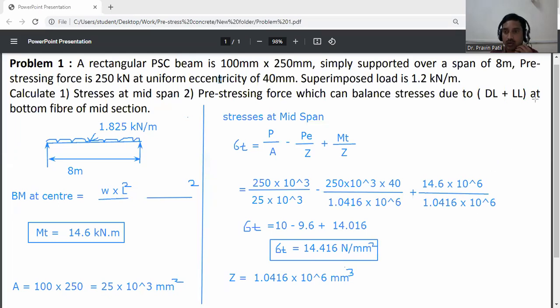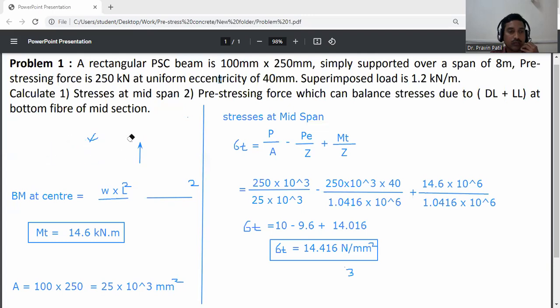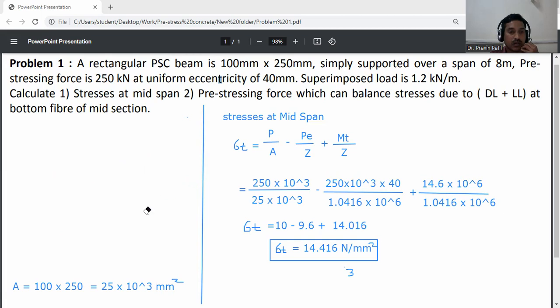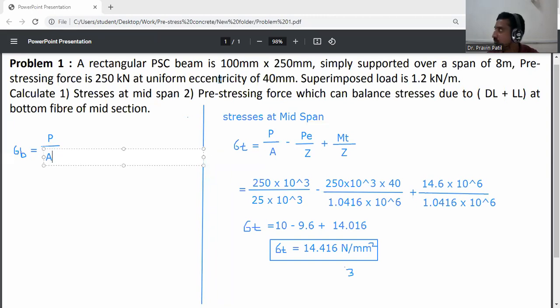Now calculate the stress at bottom. Write down the formula: sigma B is equal to the direct stress due to pre-stressing force, P by A. Due to pre-stressing force, it is hogging type bending, so at the bottom it is compression, that's why it will be plus P E by Z. Due to external loading, at the bottom it will be tension, so it will be minus. Due to total load, it will be M T by Z.